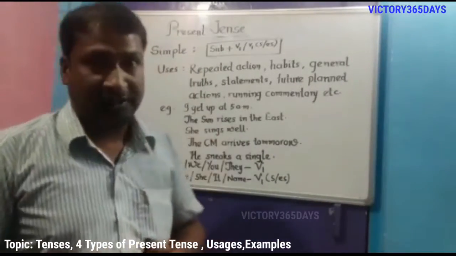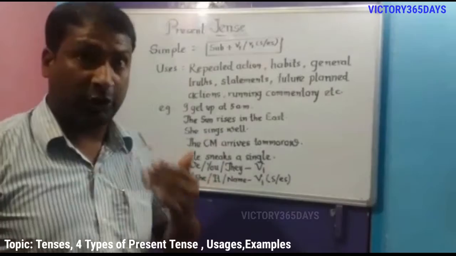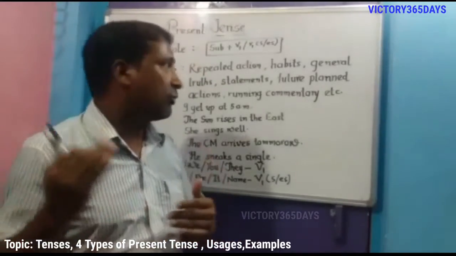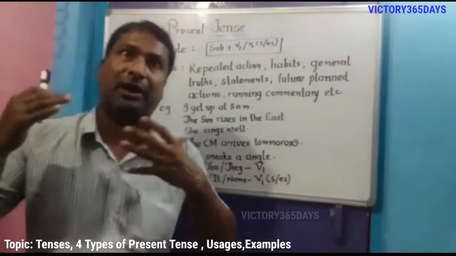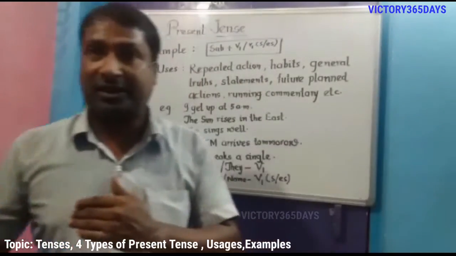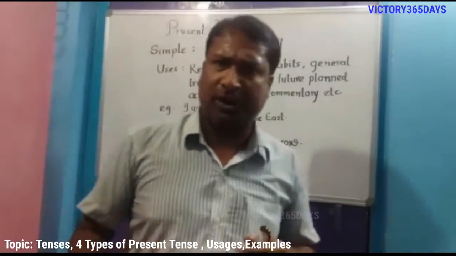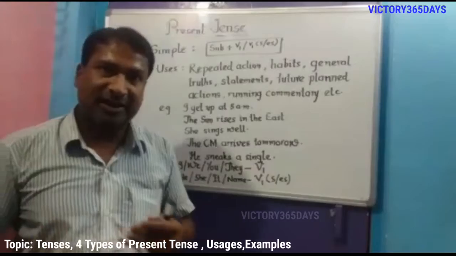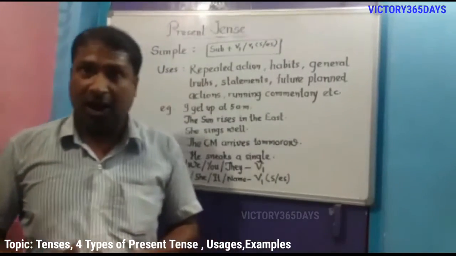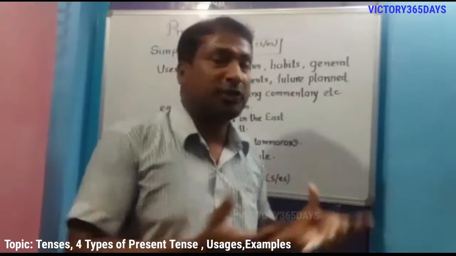Next, general truths. The sun rises in the east. The earth revolves around the sun. So these are general truths. Next is future planned action. My father comes tomorrow. Whenever you have any planned action, that also can be written in simple present tense, but you have to mention the time, tomorrow, like that. Next is running commentary. He catches well, he takes a single, he scores runs. Like this, or any drama or any summary, whenever you want to express, you can use the simple present tense.